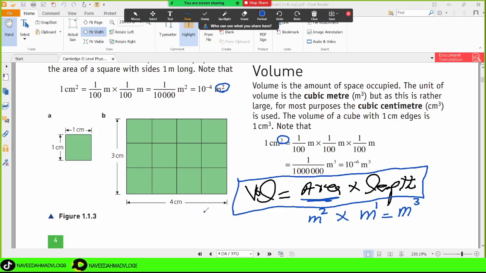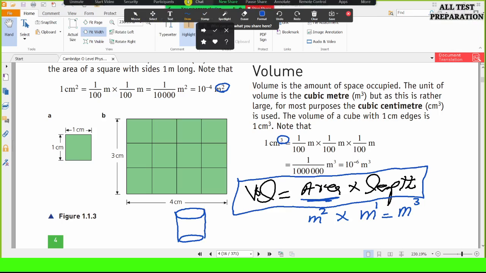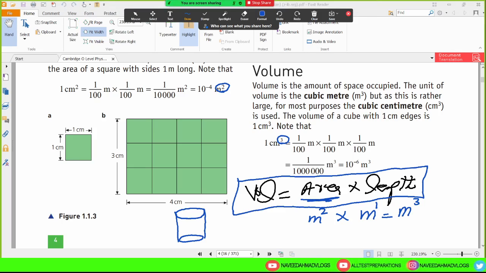Acha, if you want to measure the volume of the cylinder, so what is the formula for finding the volume of the cylinder? Volume of a cylinder. Volume of cylinder. 2 pi r square h. Pi r square h.